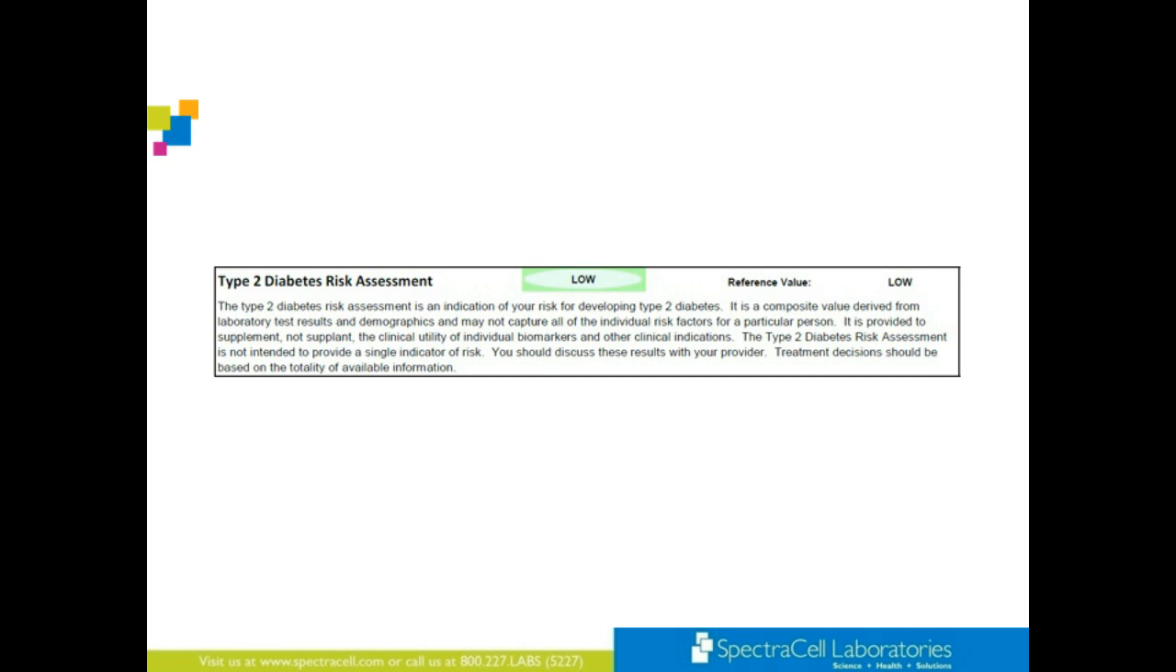And once again, a lot of clinicians use this particular panel for prevention along with monitoring of the patient's particular status.